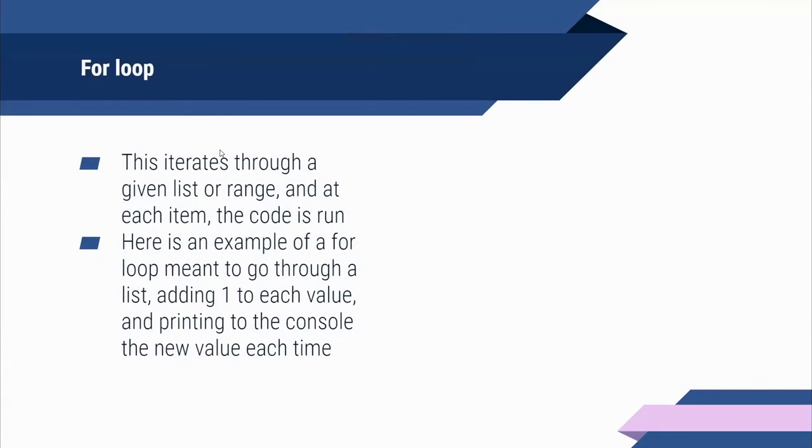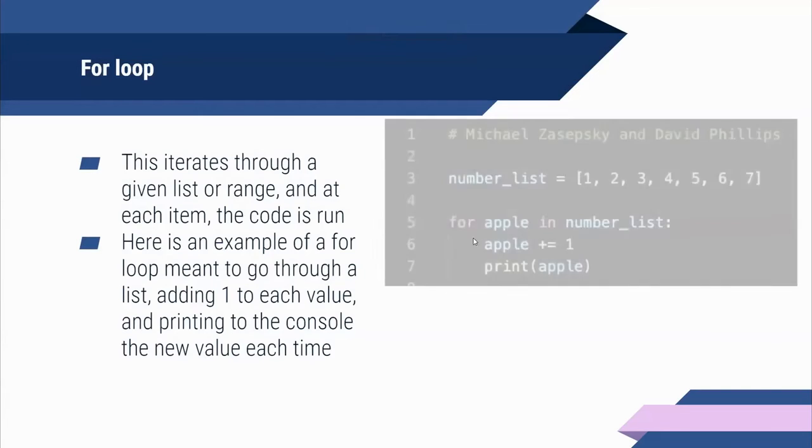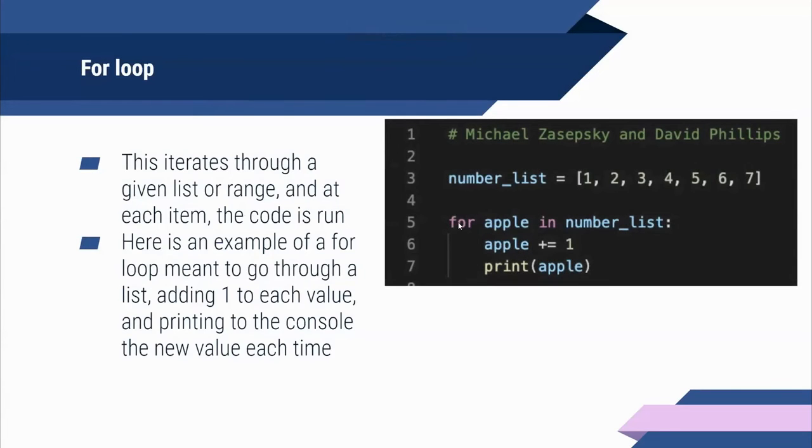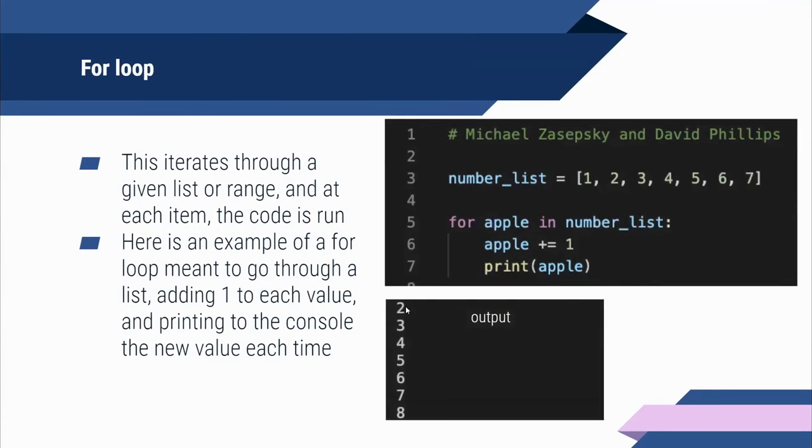And then for loops. For loops iterate through a given list or range, and at each item the code is run. Let's show an example. For apple in number list, which is just a list with the numbers 1 through 7, every time it iterates through an element in this list, it'll run the code inside the for loop. You can see apple plus equals 1, which means it's incrementing apple. So the output is each one of these values incremented.